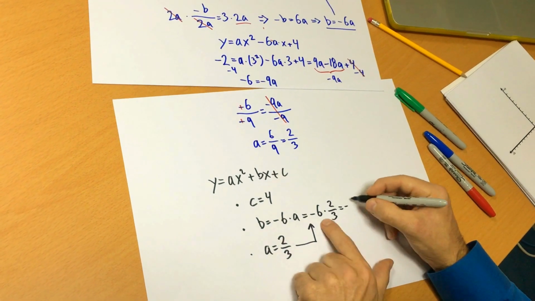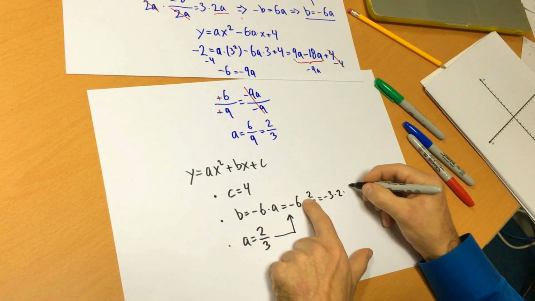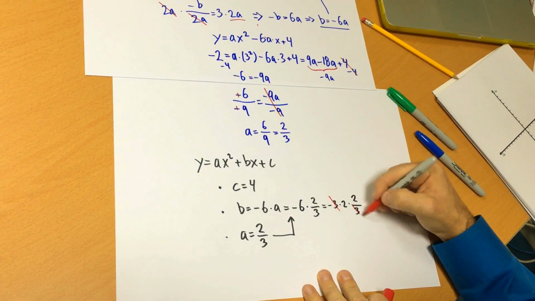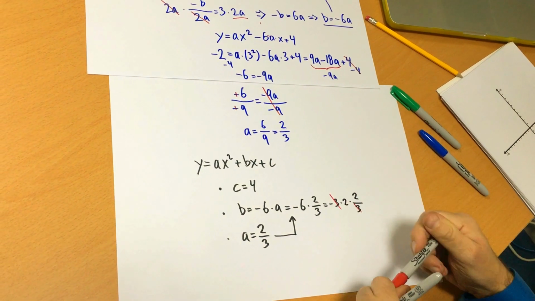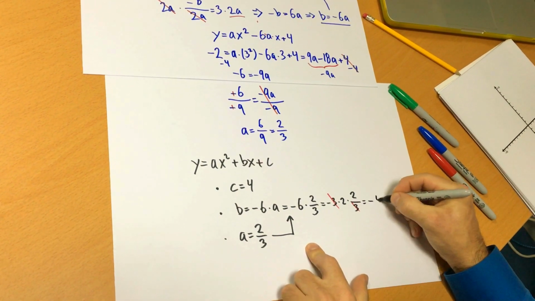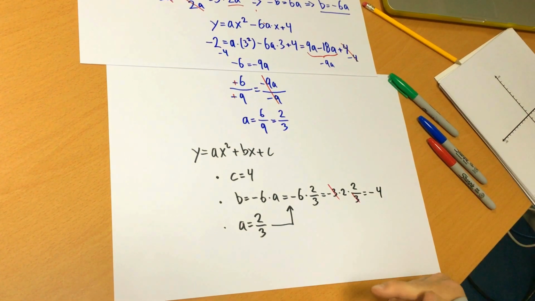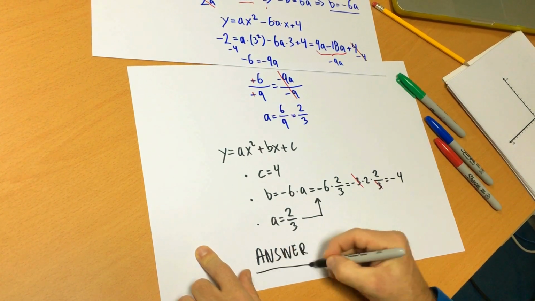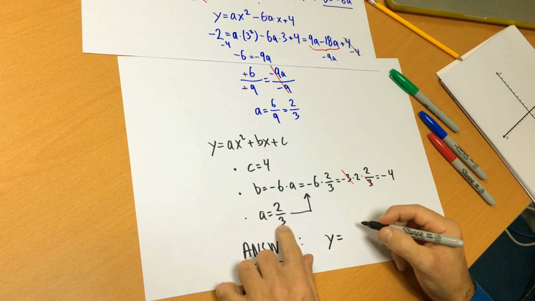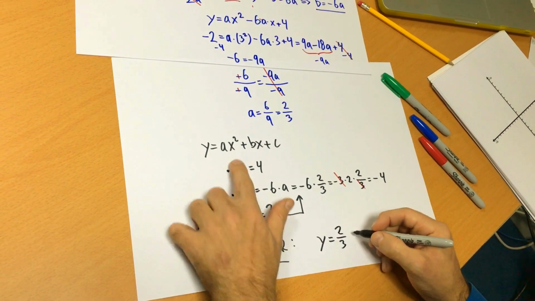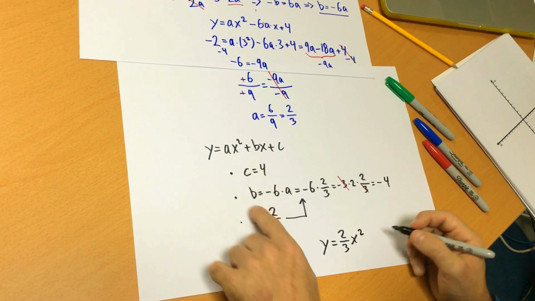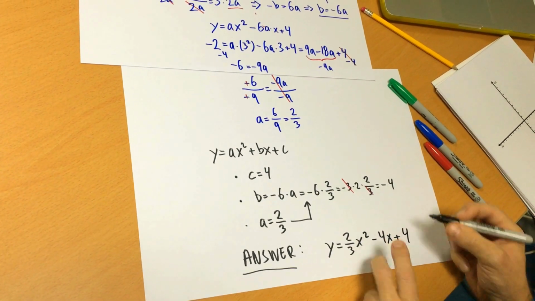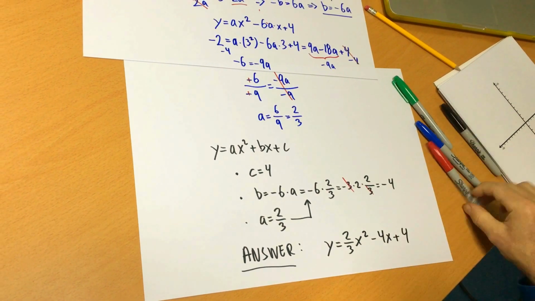I have negative 6 is 3 times 2 times 2 over 3. These two 3's will cancel out, bye-bye. I have 2 times 2 is 4. So the answer is -4. So b is equal to -4. So my answer is, y is equal to a is 2 over 3 x squared plus b times x. Well, b is -4, so minus 4x plus 4, because c is 4. Okay. So here's my answer.